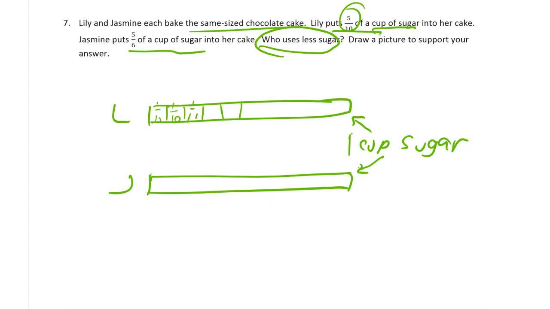10th, 10th, 10th, 10th. And then I need 1, 2, 3, 4, 5, a tenth. 1, 2, 3, 4, 5, 6, 7, 8, 9, 10. Good, I have 10 tenths. That's the whole cup. And I'm going to use 1, 2, 3, 4, 5, or rather, Lily uses that much.